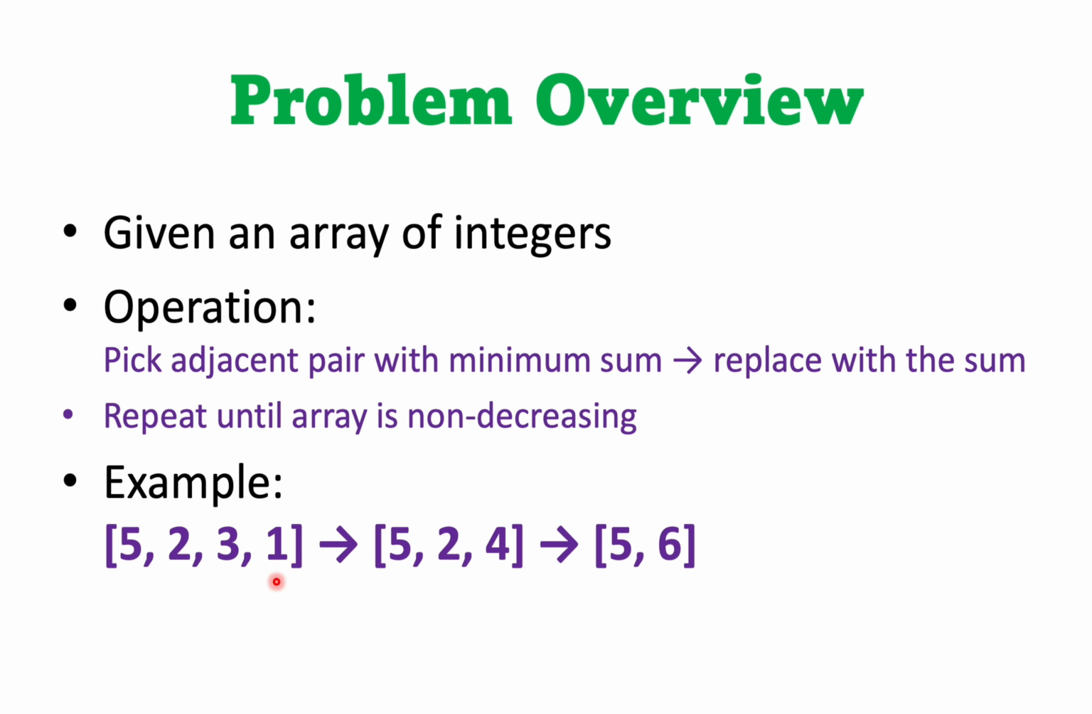Let's understand the first example, 5 2 3 1. The 3 and 1 will become 4, and then 2 and 4 will become 6. In the final result, the array is non-decreasing. Once the array is non-decreasing, we stop the operations we were talking about, picking the adjacent pair with the minimum sum and replacing it with the sum. We will not do anything further.